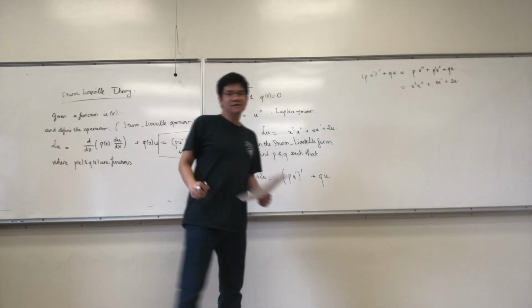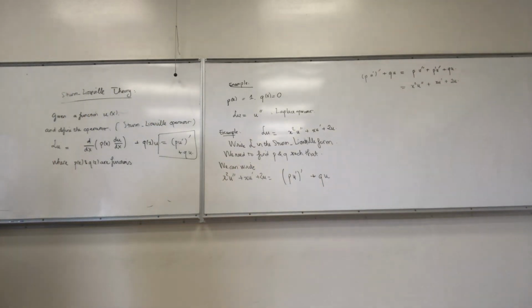So how can I choose P and Q? P would just be x squared and Q would be 2, like you say. Yes.